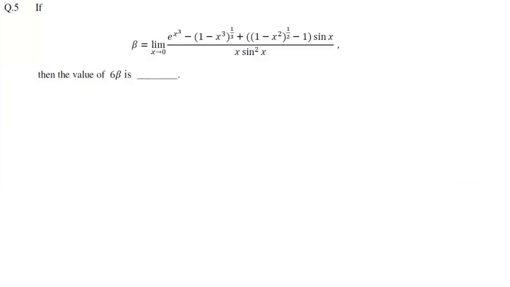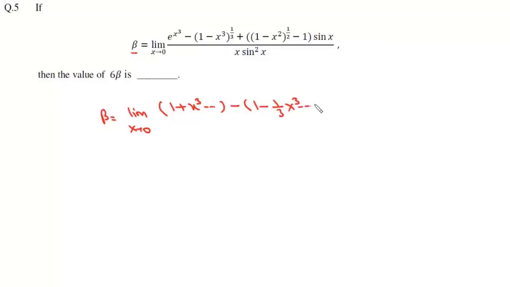Now in question number 5, we are given this limit which is equal to beta. We need to find the value of 6 beta. Basically, we'll solve this question using expansion. So we can write this beta as this limit x tends to 0, and since in the denominator the minimum power is x cube, we'll restrict ourselves to x cube and lower powers. Now e to the power x cube is 1 plus x cube, and we'll discard higher powers, minus, now this is 1 minus x cube to the power 1 by 3, so it will be 1 minus 1 by 3 x cube, higher powers.